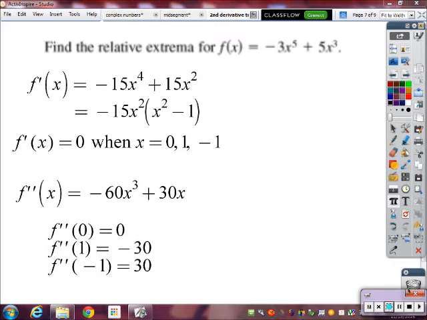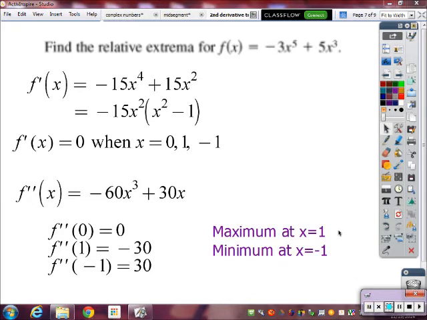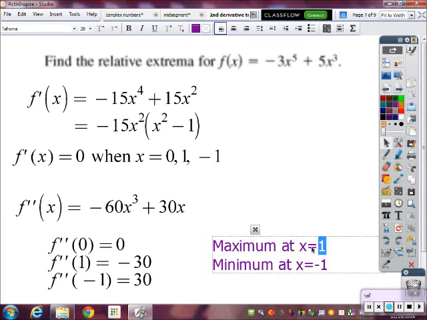I still want to state what I found so far: I have a maximum at x equals 1 and a minimum at x equals negative 1. Remember it says extrema, so I need to find the y values. I find those by plugging these values back into the original function. So f of 1 would be negative 3 plus 5, which would be 2. So I could rewrite this as the point (1, 2). And then my minimum at negative 1 would be 3 minus 5, which would be negative 2.